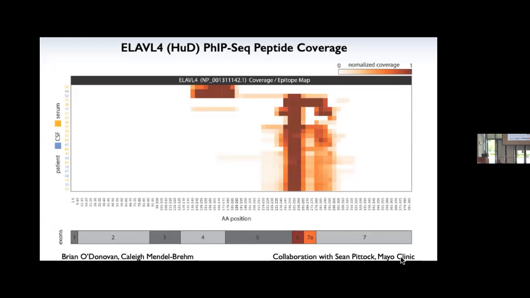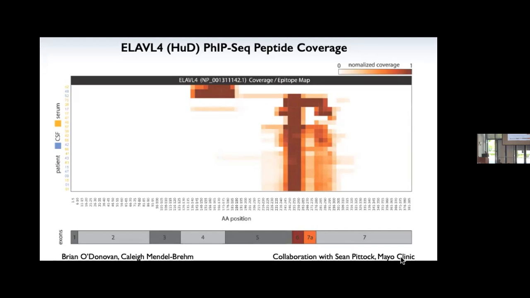So in this case, this is not that patient, this is several other patients. It's a mixture of CSF and serum. And what you can see is that using this approach, you can identify immunodominant regions, and more importantly, that you can actually distinguish different subsets of patients using this approach. So it's a really powerful technique.